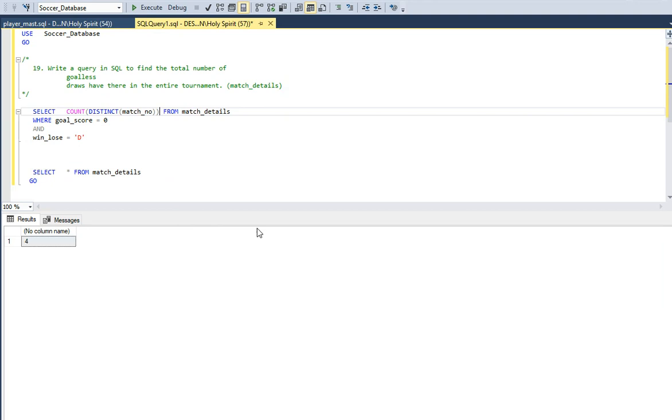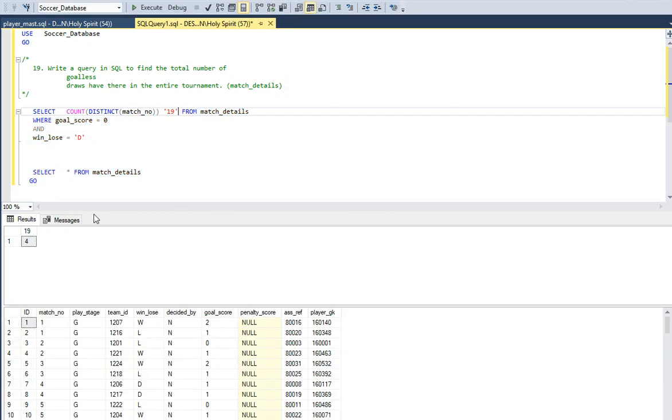Another thing here, there is no column name, to be honest, so let's say 19. It will be the column name here. Okay, execute. This is one query, this is another query. This was so crazy to come up like that without any semicolon or go.